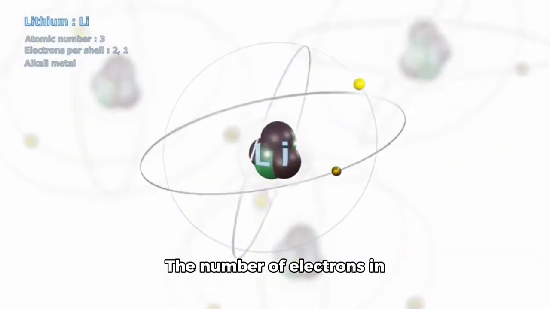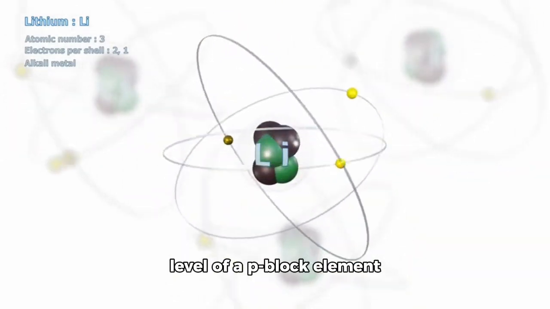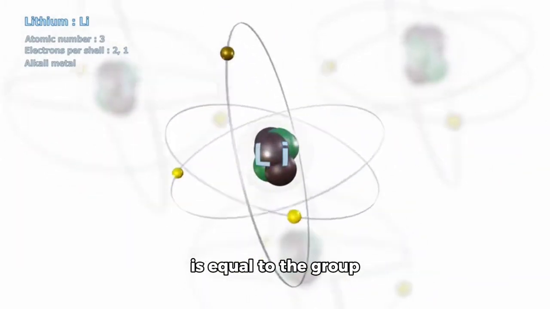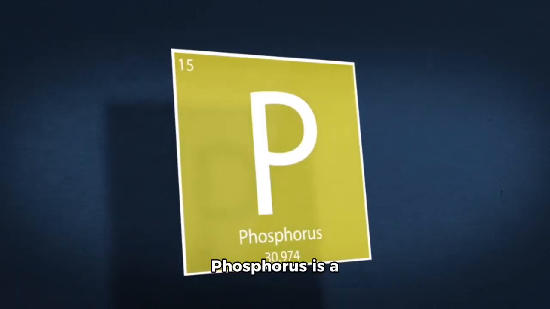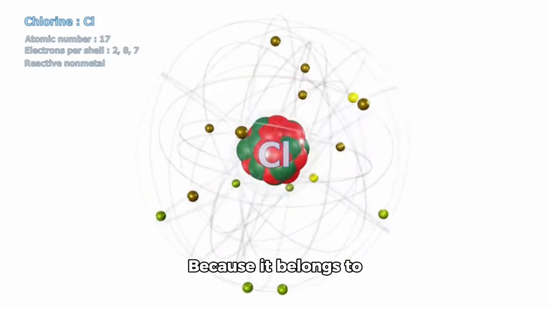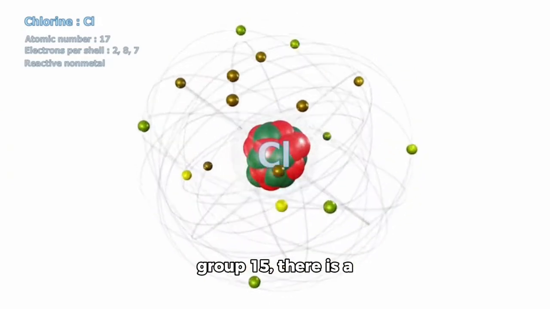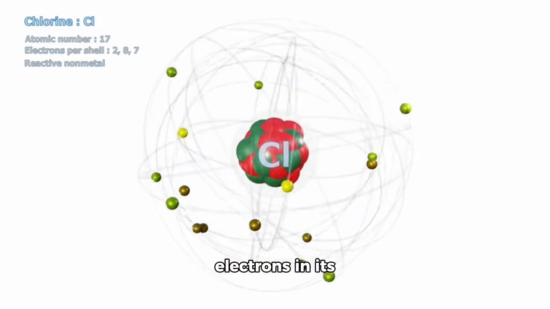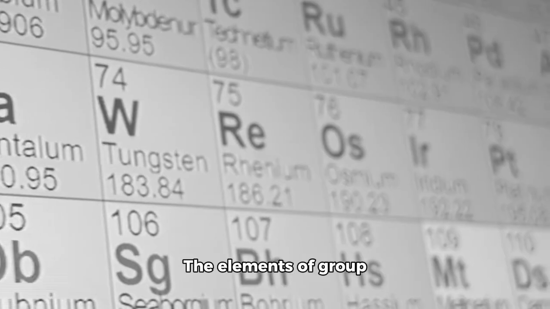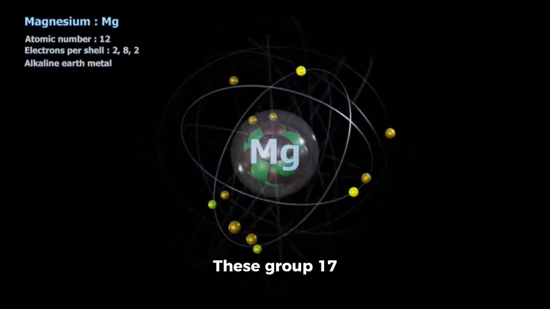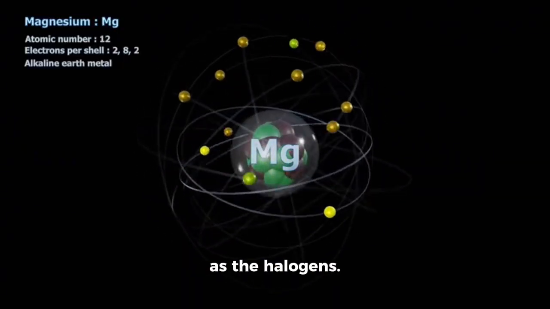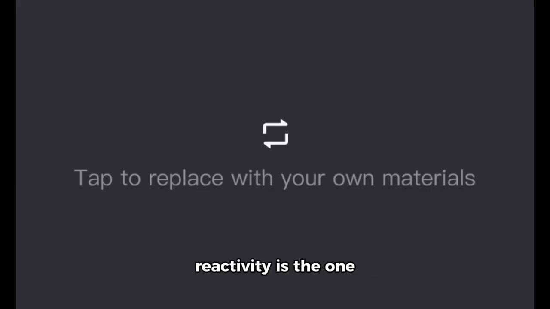The number of electrons in the outermost main energy level of a p block element is equal to the group number minus 10. For example, phosphorus is a p block element and a nonmetal. Because it belongs to group 15, there is a total of 5 valence electrons in its highest main energy level. The elements of group 17 are the most reactive nonmetals. These group 17 elements are known as the halogens. The reason for their high reactivity is the 1 electron missing from the 7 electrons in their outermost energy level.